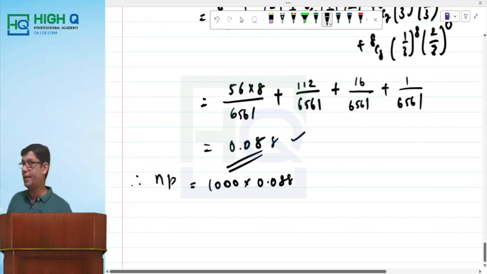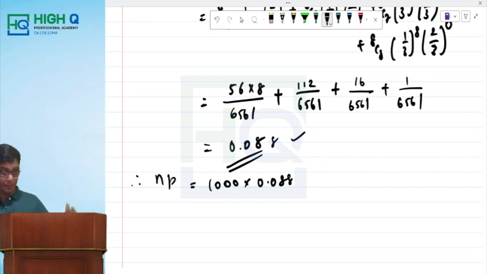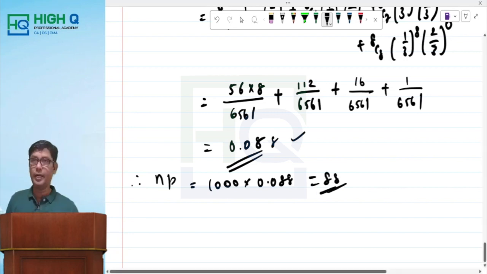Hey, this is among 8 people. Now I have to convert for 1000 people. What is it? 88. Do you have it in option?